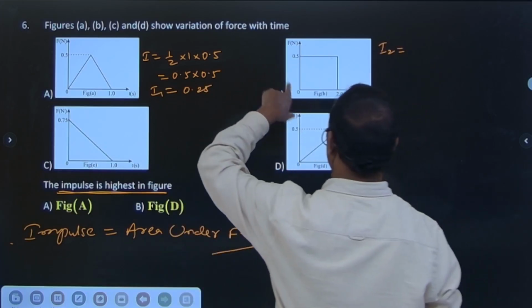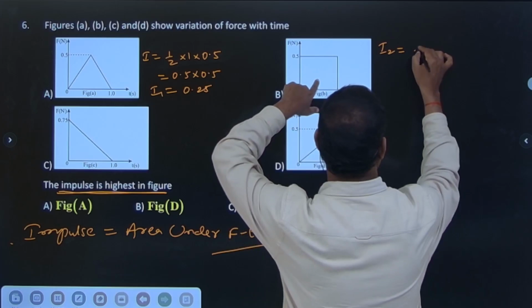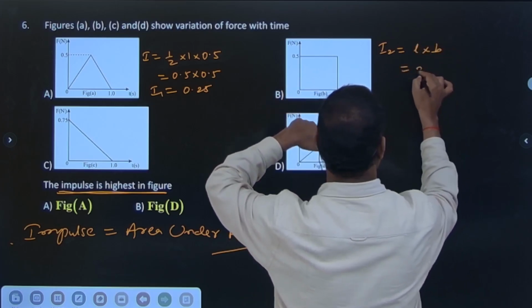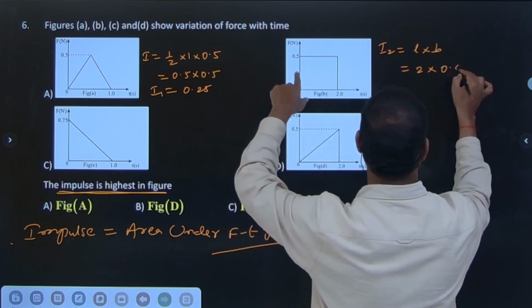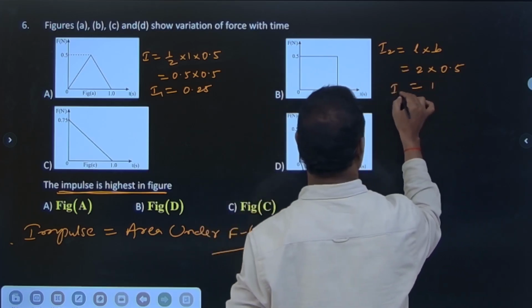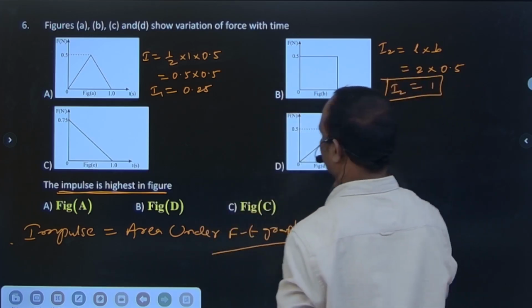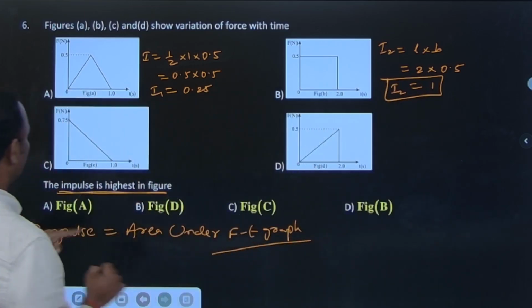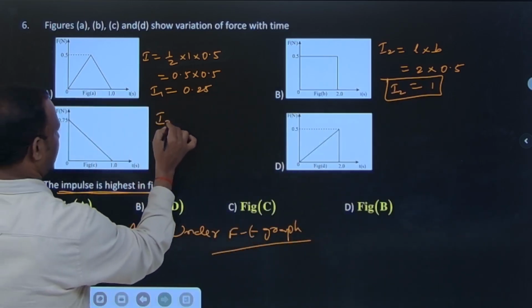It says like a rectangle. So length into breadth. Length into breadth means it's 2 into 0.5. So 2 5s are 10. It's a 1. Okay. This is what I2. Okay. So next one, for the third one, this is what I3, I'm writing as this.